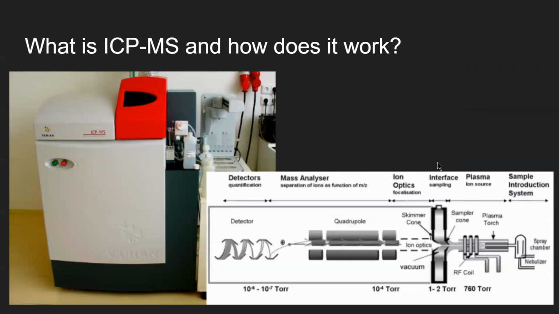So, what is ICP-MS and how does it work? ICP-MS is an instrument used to detect heavy metals. It is a mass spectrometry that uses plasma to ionize and atomize the sample and create polyatomic ions that can be detected in the later stage.